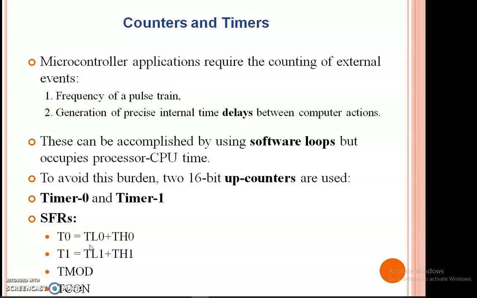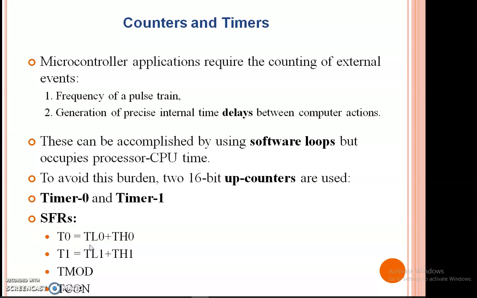Now we will see the special function registers of timers. We have TMOD, TCON registers, T0 and T1 registers. These are the four special function registers. First we will see T0 and T1. T0 is related to timer 0 and T1 is related to timer 1. These are 16-bit registers that can be divided into two parts: TH0 plus TL0, and TH1 plus TL1. So T0 can be divided into 8-bit plus 8-bit, and T1 also can be divided into 8-bit TH1 and TL1.